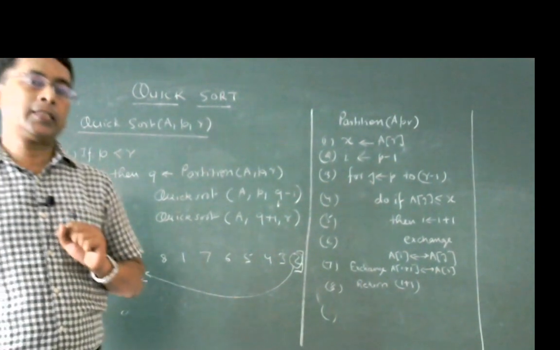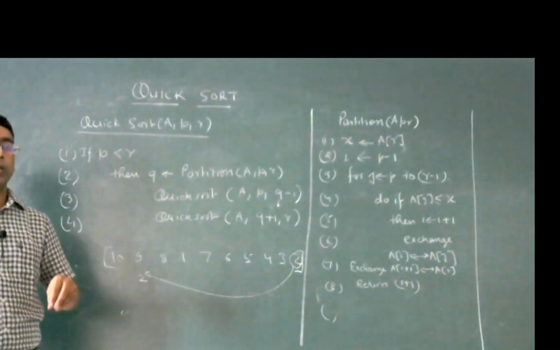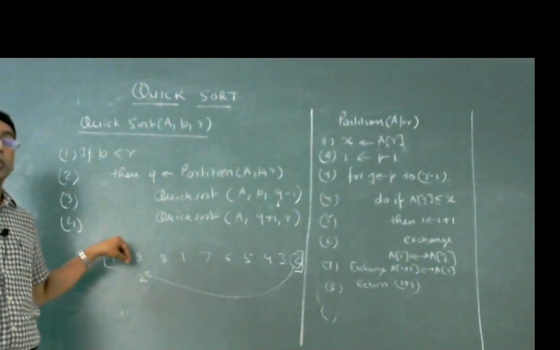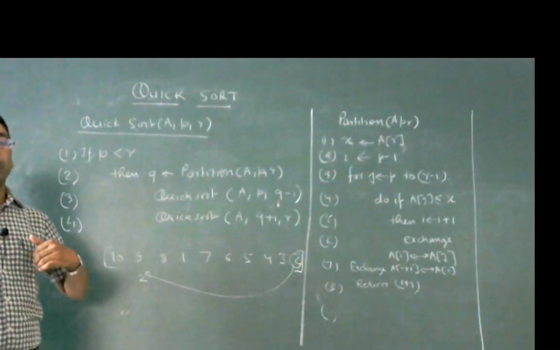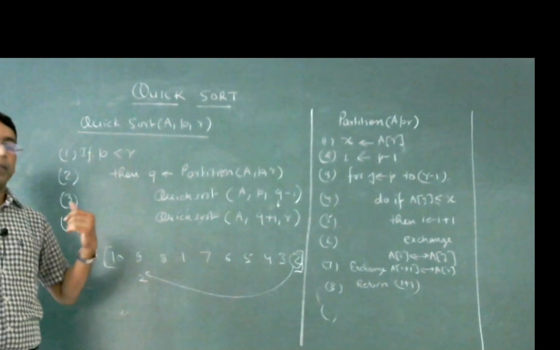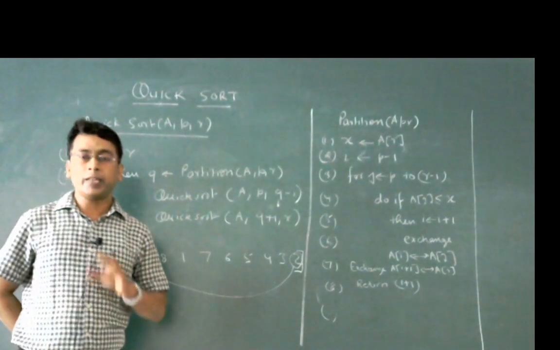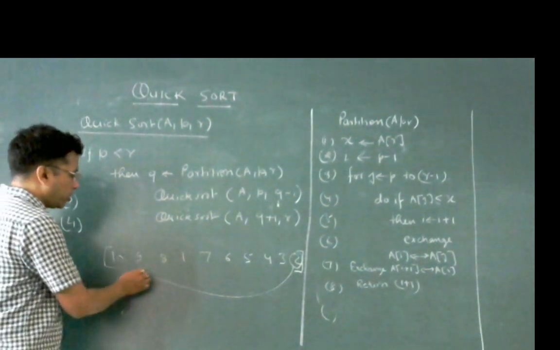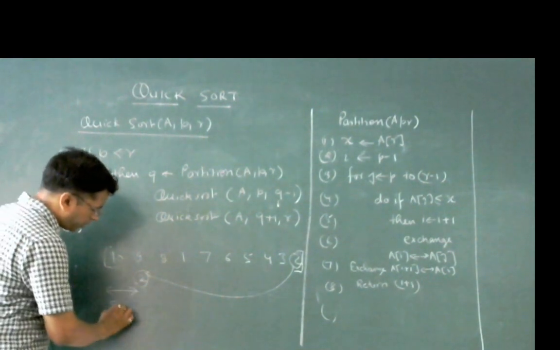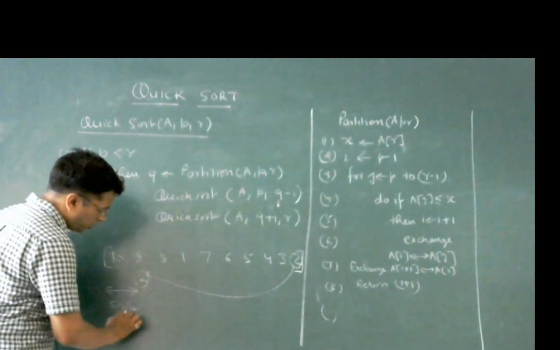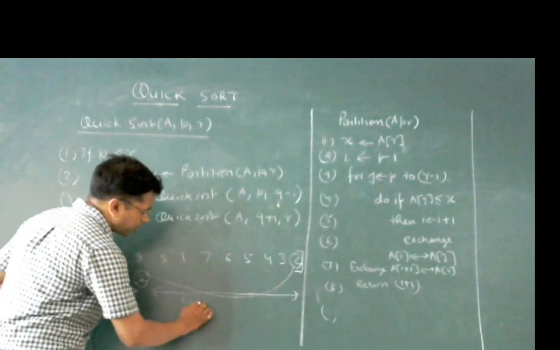The sorting is done in such a way that the element whose position we want to find out is placed so that on its left side there are all the elements which are smaller than this element, and on the right hand side there are elements which are greater than this element. So when 2 is placed in its position, all the elements on the left side will be smaller than 2, and all the elements on the right hand side will be larger than 2.